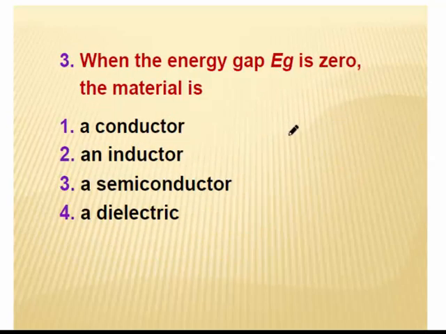When the energy gap is zero, the material is, when the energy gap Eg is zero, the material is, Eg, forbidden energy gap or energy gap zero. It indicates what? The material is a conductor. It is not an insulator. It's not a semiconductor. It's not a dielectric. It is what? A conductor. Okay. So next question.